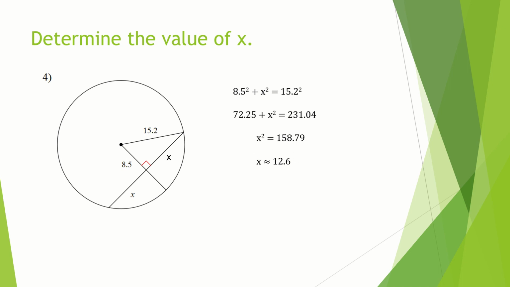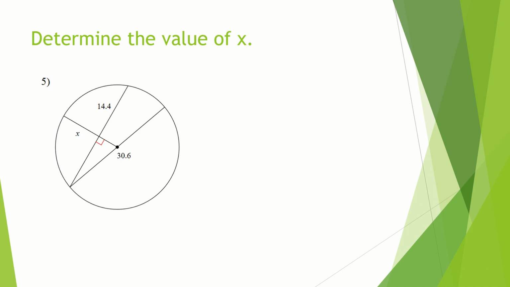Okay, everyone, so as you guys can see, you have to use the theorem that we learned about chords and the Pythagorean theorem in order to solve these problems. So I'd like to go over one more example with you guys. If you take a look at this, we're going to determine what the value of x is, and x is from this perpendicular point right here to the edge of the circle. So we're going to determine what this is, given that the whole diameter is 30.6 and this distance is 14.4.